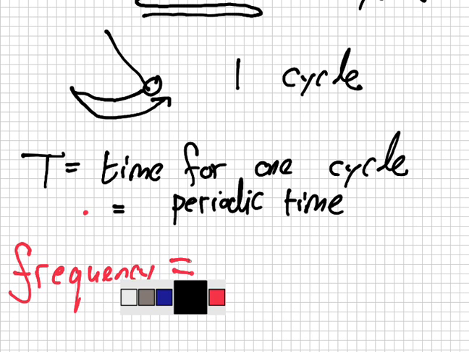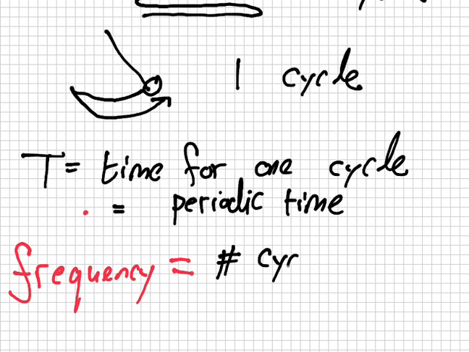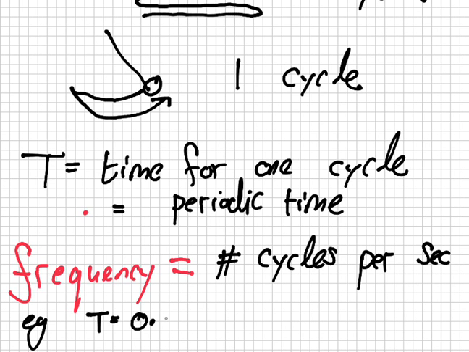Does anyone know what frequency means? No, like an explanation. I know the formula. How often, the amount of oscillations. Very good. So frequency is the number of cycles per second. For example, if T equals 0.25 seconds, then what would f equal? If it takes a quarter of a second to swing, how many can you do per second?